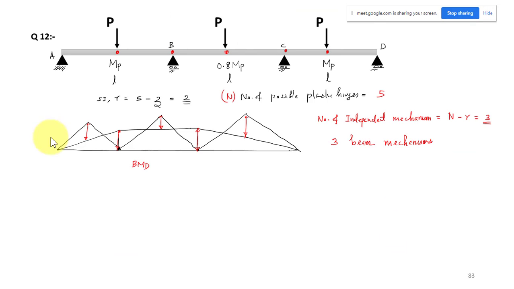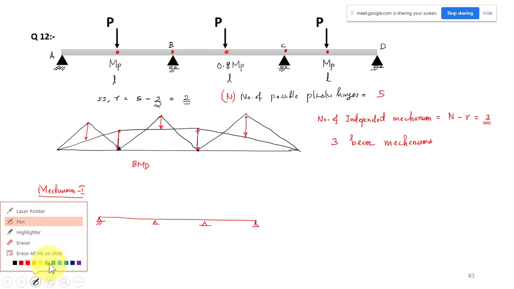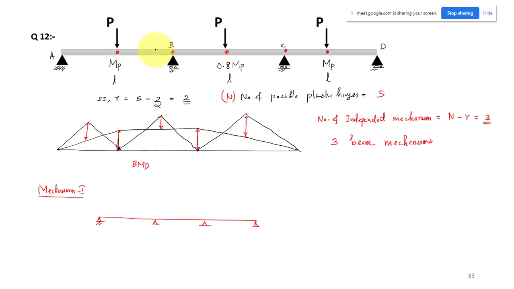So the first mechanism will be like this. Mechanism 1: the failure of beam AB. We have the beam ABCD, and span AB can fail. For span AB we can consider it like a propped cantilever beam. So we need only 2 plastic hinges: one at the load point and one at the support. The support is already a physical hinge, so there is no need of a plastic hinge there.